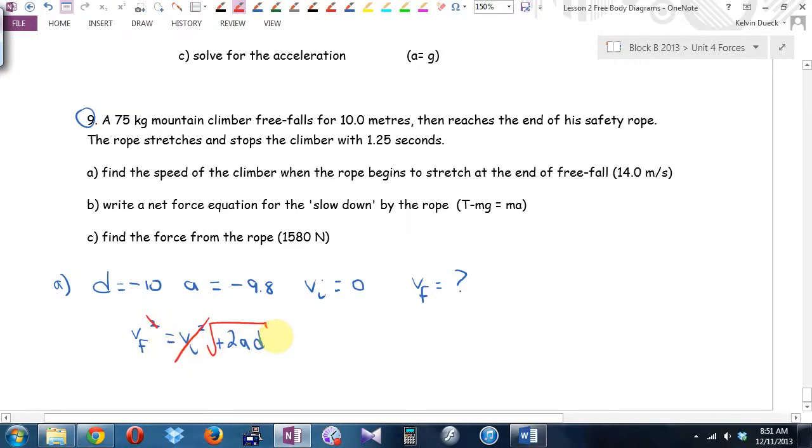Okay. So it's going to be the square root of 2 times negative 9.8 times negative 10. And I think it actually works out exactly even. I think it's the square root of 196 and it works out to exactly 14. Now that's the speed, which is what it wanted.